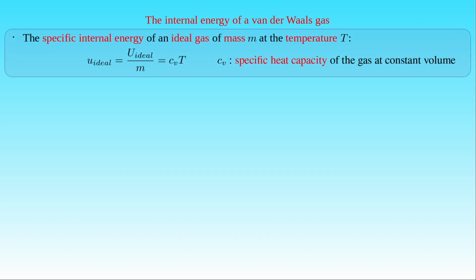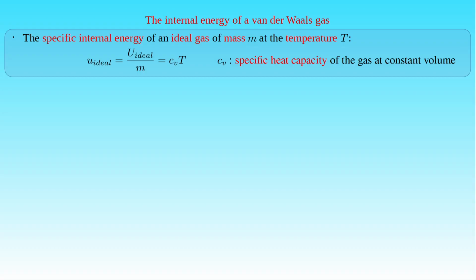Now we determine the internal energy of a van der Waals gas in a given thermodynamic state, which is equal to the internal energy of real gases under the conditions where the van der Waals approximation describes the real gas behavior accurately. When we calculated the specific internal energy u of an ideal gas of mass m at the temperature T, that is the ratio of its internal energy U to its mass m, then we found that it is equal to the specific heat capacity C_V of the gas at constant volume, times the absolute temperature T.